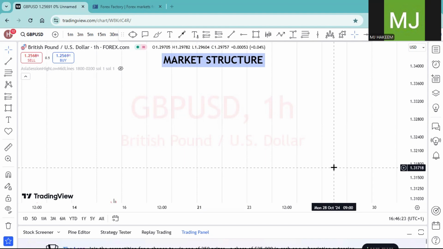And in today's video, I'm going to show you how you can incorporate market structure and make use of it to your own advantage, and also how to understand the depth of market structure, not just the basics that are out there, just the higher highs and the higher lows.